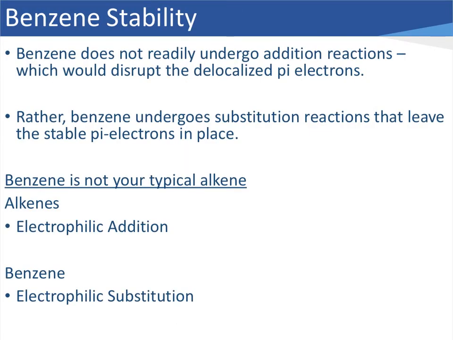And this means that benzene does not readily undergo addition reactions. And addition reactions are common for alkenes. We have addition polymers, we have electrophilic addition, which we learned about in video number 12, with the electrophile being attracted to the pi electrons. And in the case of benzene, that addition reaction would disrupt those delocalized pi electrons. And therefore, benzene undergoes electrophilic substitution instead of electrophilic addition. So benzene is not your typical alkene. Different kind of reaction.